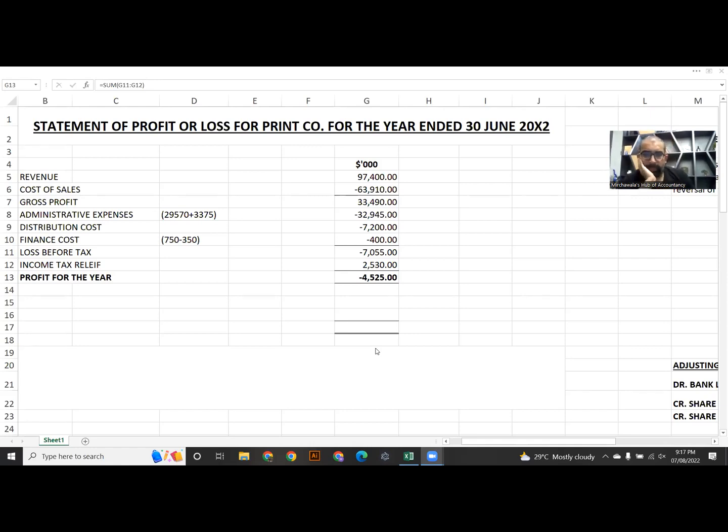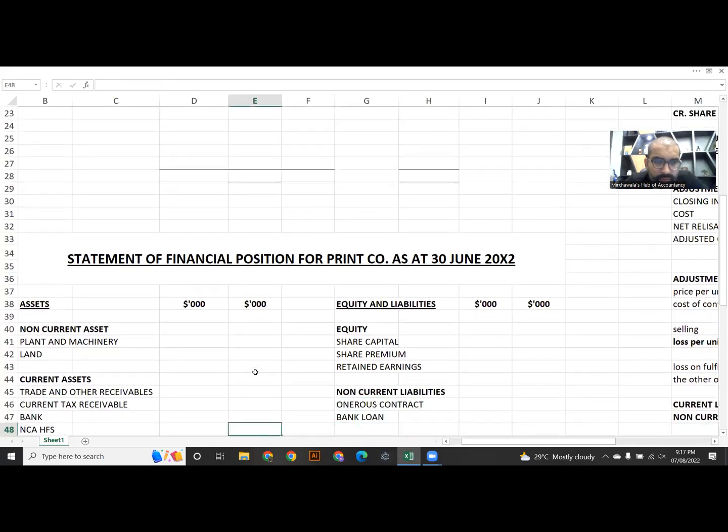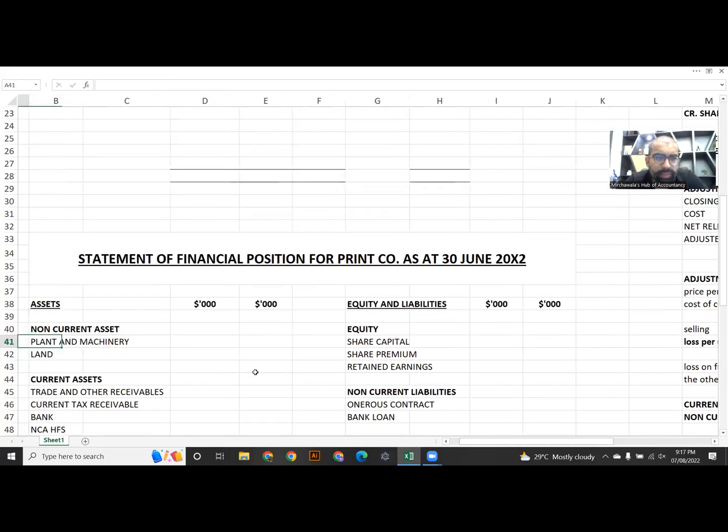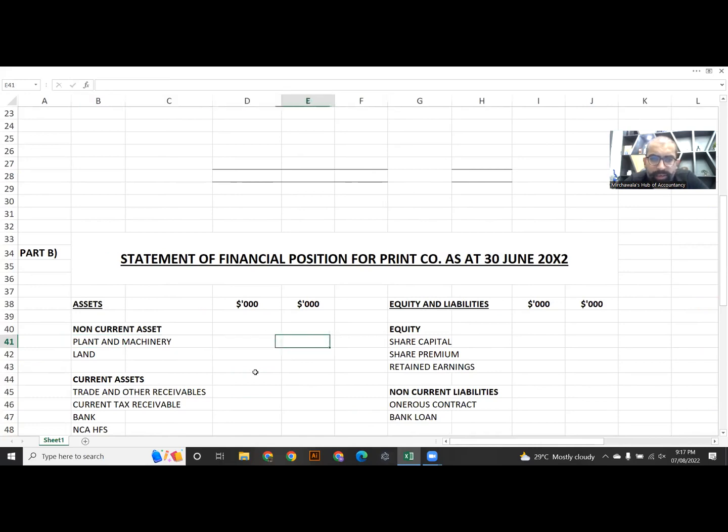Now the next thing, my great students, is the SOFP. It's not difficult. Don't make a negative perception, please. Support yourself psychologically that this is honestly not difficult. You can ask anybody. Now, let's move to SOFP. In the SOFP, you can write plant and machinery and land together, or if you want to write separately, it's okay.